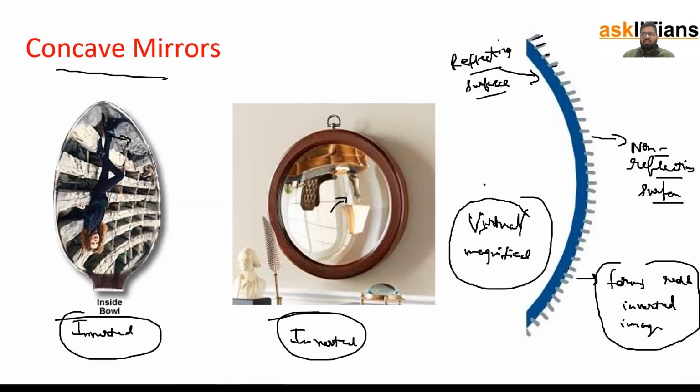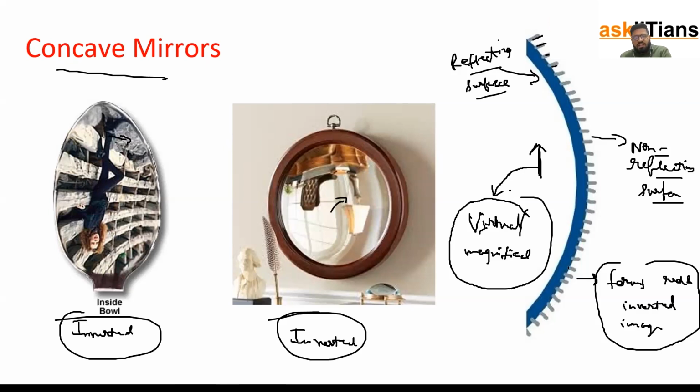Magnified means larger than the object. That is the case when the object is very near to the surface of the mirror. Suppose this is a concave mirror and the object is very near to the reflecting surface. Then in that case, a virtual and magnified image will be formed. And you will see the application of this now, what the basic benefit of that is.